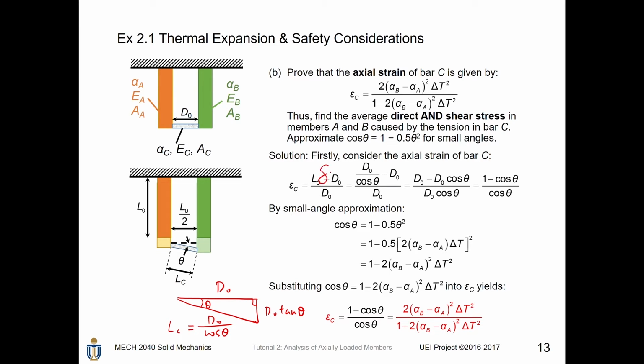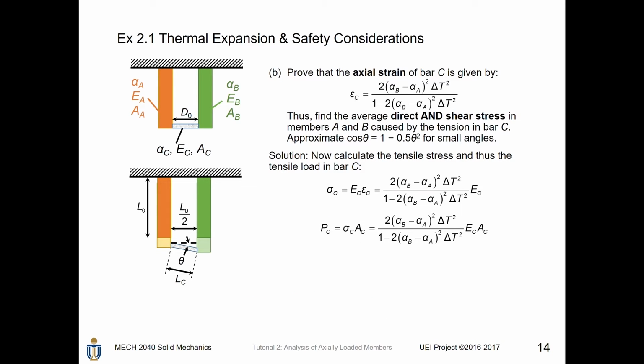It is deformation divided by its original length, which is (D naught divided by cosine theta minus D naught) over D naught. Then you remove the cosine by multiplying both denominator and numerator by cosine theta. Then you divide D naught from both denominator and numerator to get this result. Then by small angle approximation, we find cosine theta equals this. Finally, we do the substitution to prove the epsilon c formula.